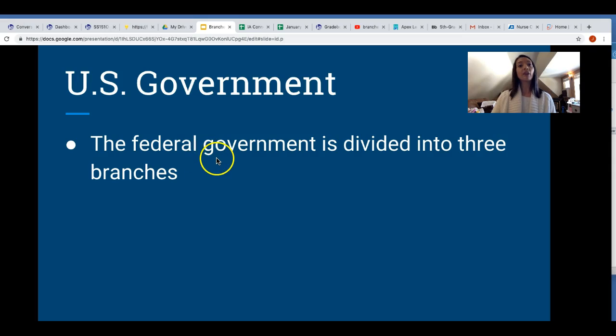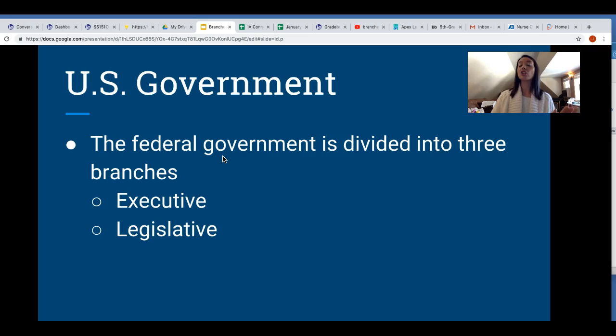So this says that the federal government is divided into 3 branches again, and those branches are executive, which is what we're going to be talking about in today's lesson. The second branch of government is called legislative, and so that's another lesson in another video. And our third branch of government is called judicial, okay? And that is a third lesson in a third video. Okay, so here we go with information about the executive branch.